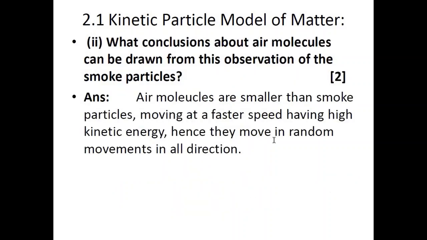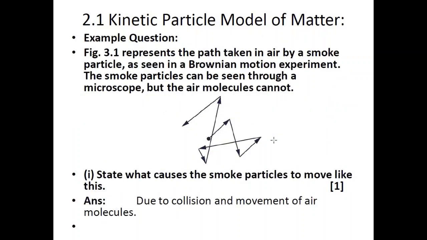What conclusion about air molecules can be drawn from this observation? This is a 2-mark question, so we have to state 2 points. Air molecules are smaller than smoke particles, that is 1, and they move at a faster speed, having high kinetic energy, hence they move in random movement in all directions, not in just a specific direction. As you can see, the particles start from here and then move in a random, erratic behavior.